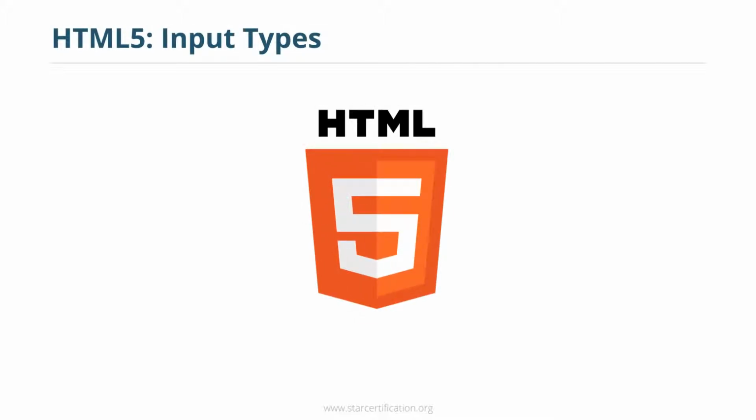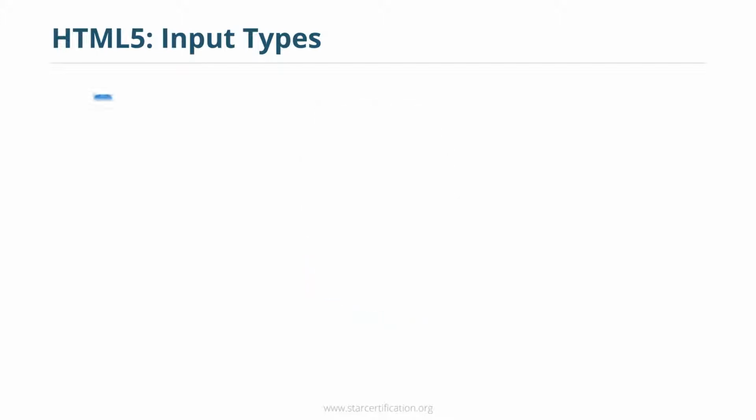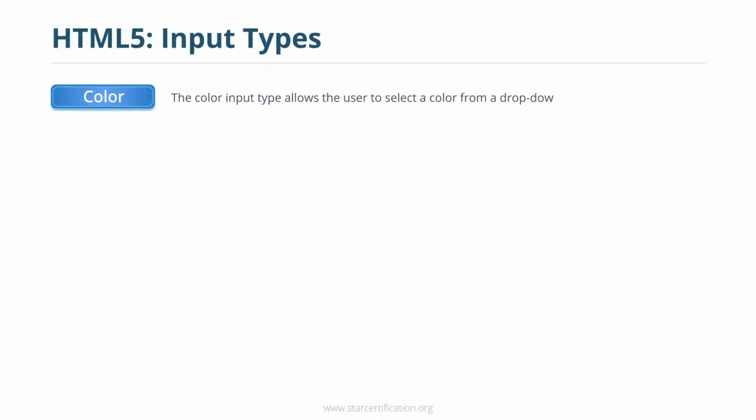HTML5 introduces several new input types like email, date, time, color, and range to improve the user experience and to make forms more interactive. However, if a browser fails to recognize these new input types, it will treat them like a normal text box. The color input type allows the user to select a color from a drop-down color picker and returns the hex value for that color.